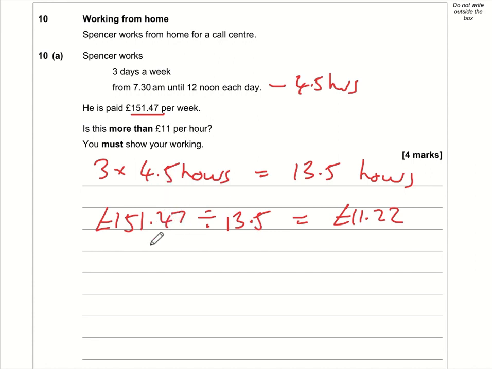Is this more than £11 per hour? Yes, we can say Spencer receives £11.22, which is greater than £11.